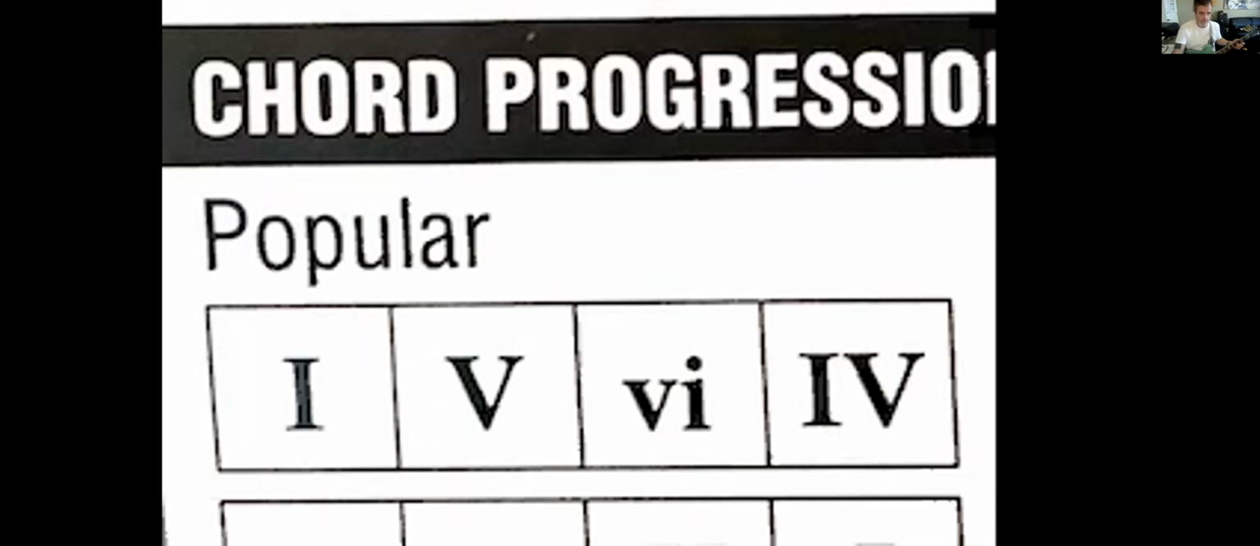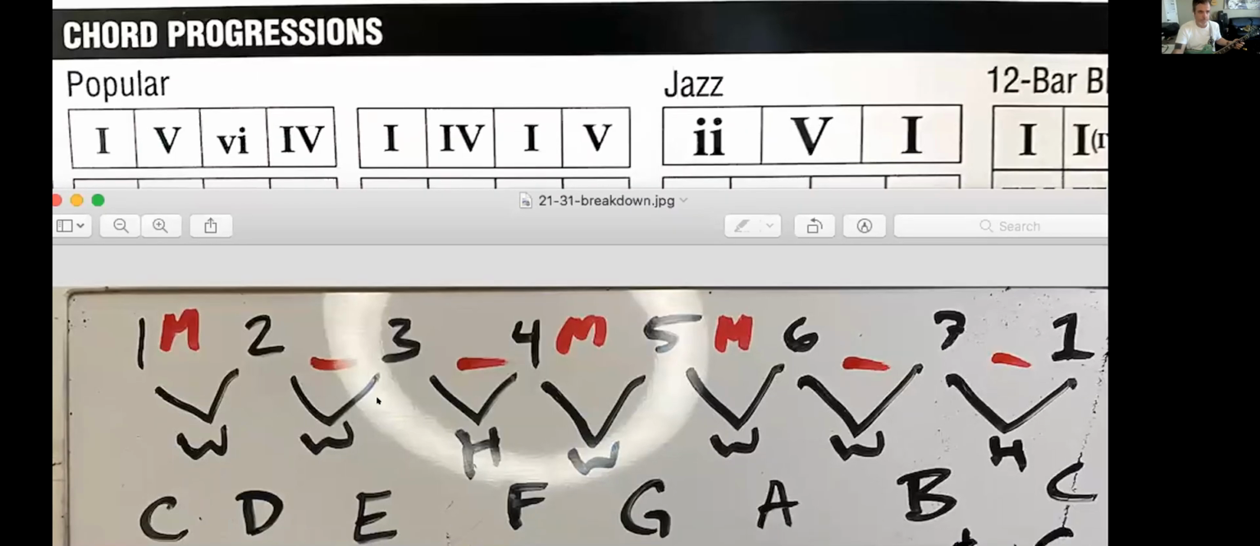Here, let me do this for you. In the C scale we have C, D, E, F, G, A, B, C. And the 1, 4, and 5 are major; 2, 3, and 6 are minor. Right. So what do we have here? Yeah, the minors get lowercase. Correct. So what are my chords? Your chords are C major, E major, E minor. Nope. Then an F major.